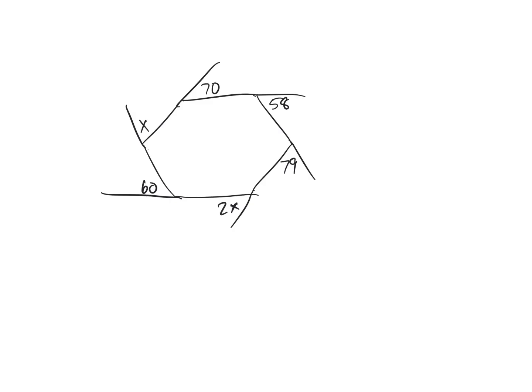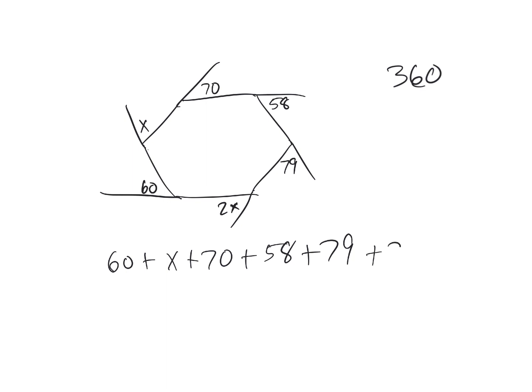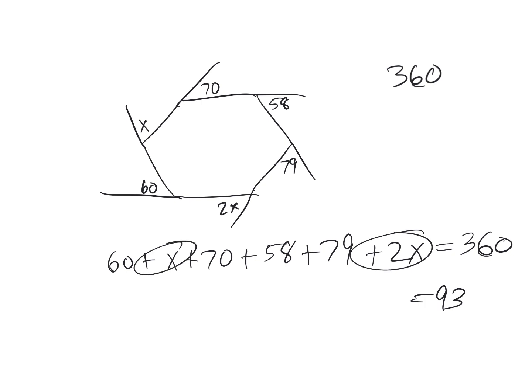Okay. Let's do this problem. Find the value of x, please. Okay, so you have exterior angles. No matter how many sides you have, they add up to 360. That's the total. So I have 60 plus x plus 70 plus 58 plus 79 plus 2x. All those together should be 360. So I subtract all those. So 360 minus all of those is going to be 93. And we're left with an x and a 2x on the left side. So that's 3x. And if you divide by 3, x is 31.